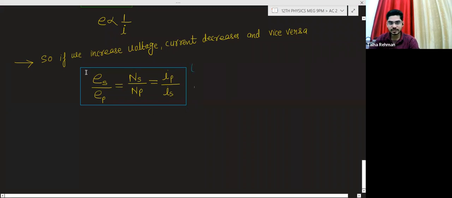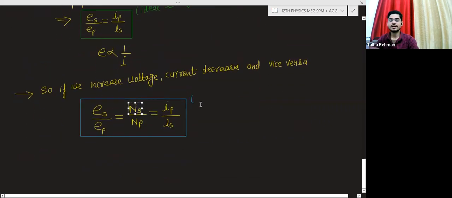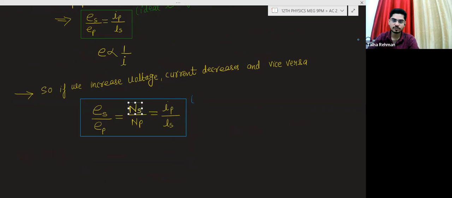But this relation is valid all the time. If you want to write this, this and this relation, this relation is valid for an ideal transformer. Ideal transformer means 100% efficient transformer. Remember, one question, we will do one question.